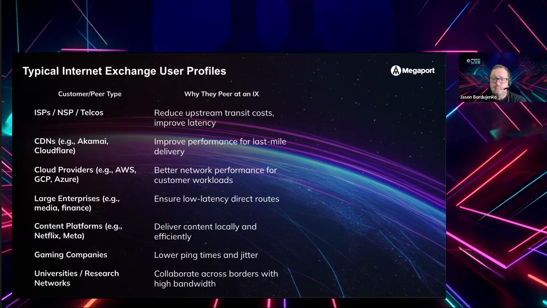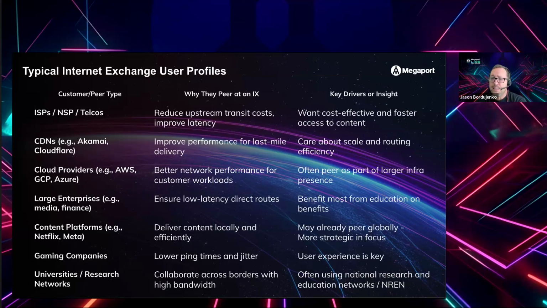That's pretty much a given network construct, and similar again, but on the other side of the fence, the consumers of that are the large enterprises. So again, they're getting better routes, they're more direct, they're not passing through too many hops, which is also great from a security perspective as well. Content platforms and gaming companies are effectively the same in this, looking at getting that closer to the user. Lower ping times and jitter is a real key for the gaming companies. And then universities and research networks might actually do remote peering, and we'll talk about that a little bit later.